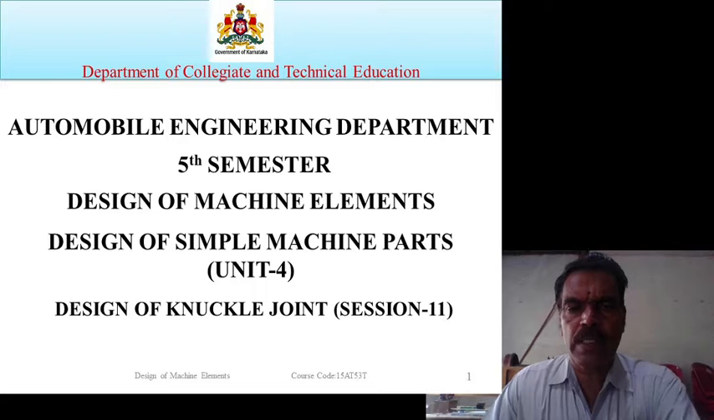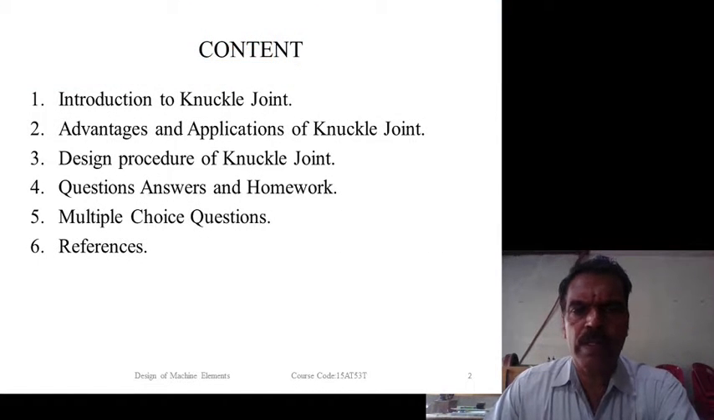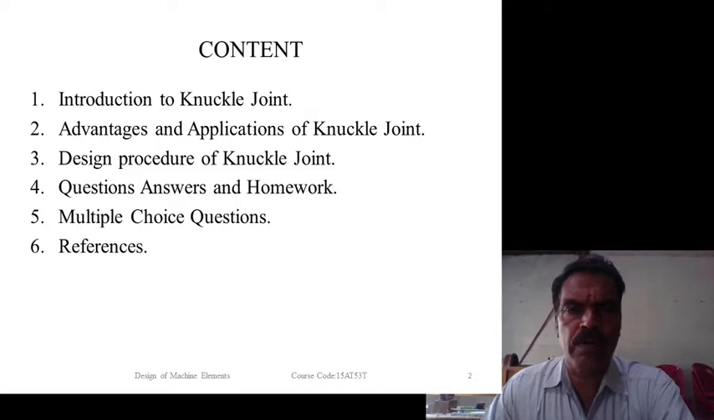That is session number 11. So what are the contents in this chapter, what are the definitions, and what are the problems which are included in this topic? Let us see and understand one by one.